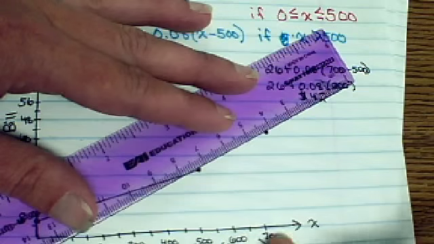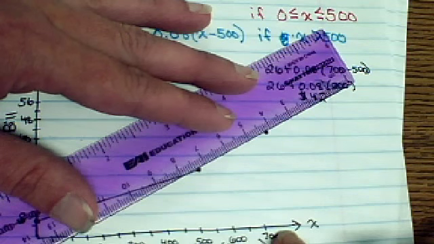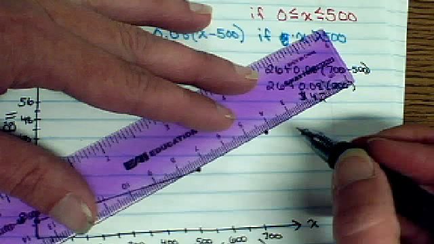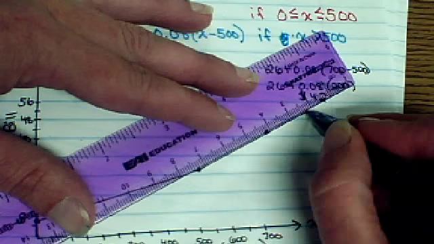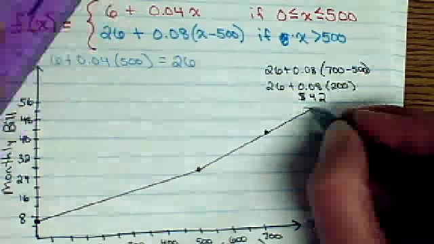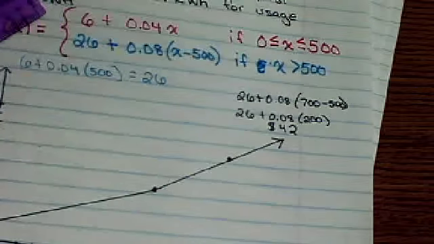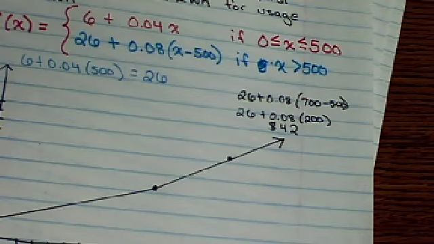Now, it could keep going up because I could get 800 kilowatt hours, 900, and so forth. So my line isn't going to stop at 700. It's going to keep going. So I would have a little arrow to show that it keeps going.